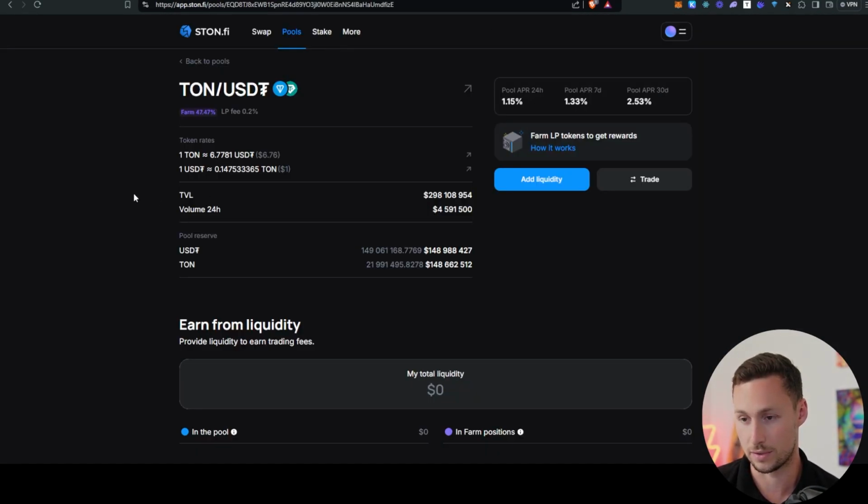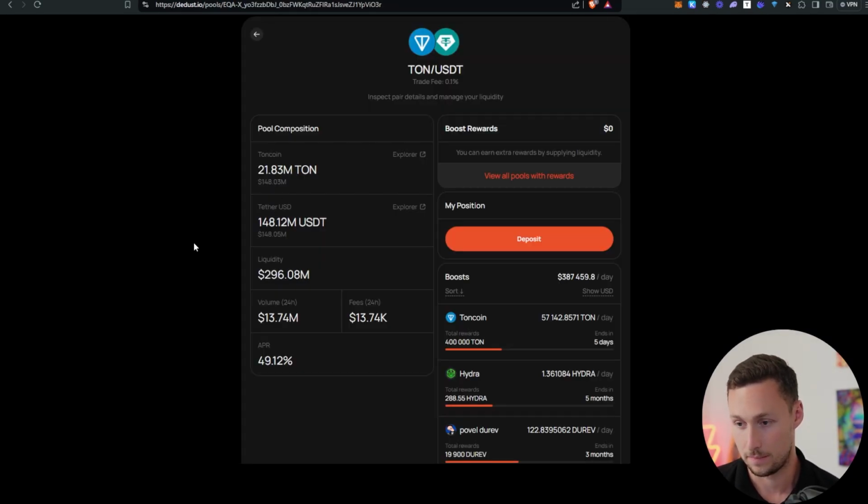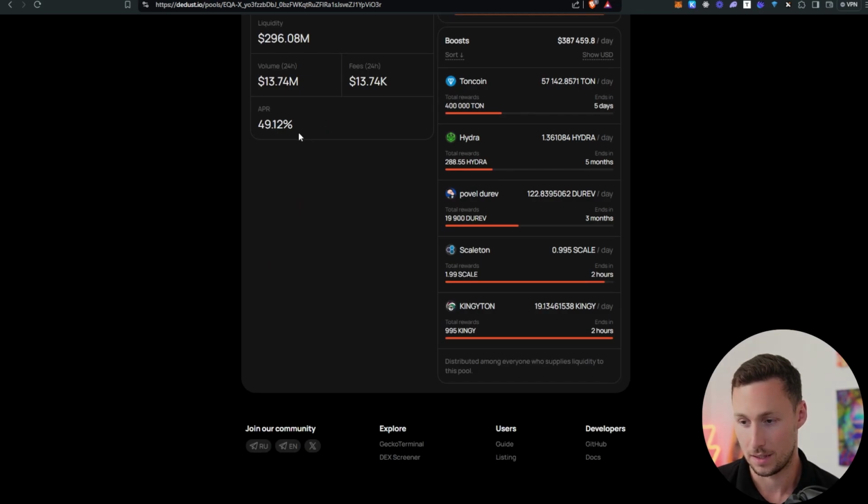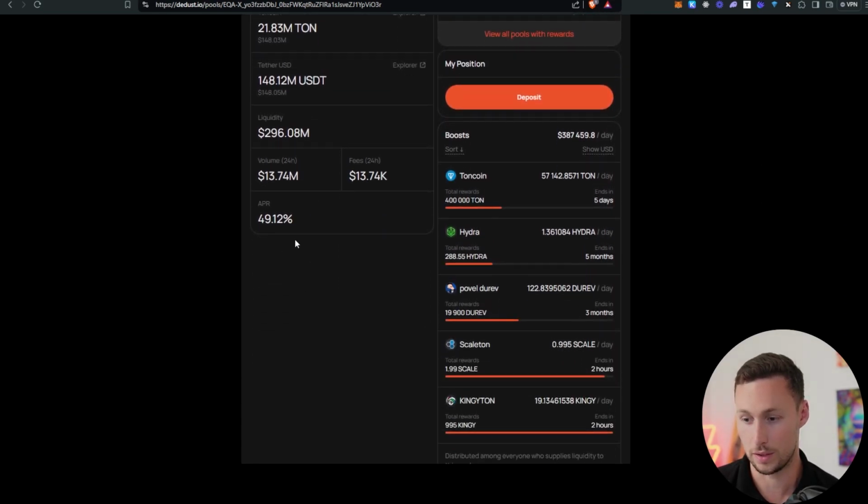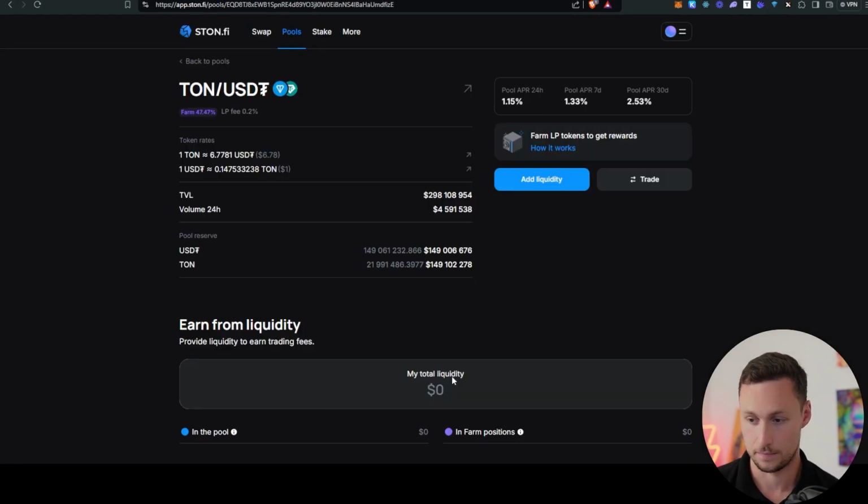So if you go over to STON.fi, for example, and you deposit into this TON USDT liquidity pool, you can see the yield on the pool itself is nothing crazy, right? It's like 2.5%. But the yield, if you then farm that, because they have these additional TON incentives, is 47%. Similarly on DeDust, the APR on this TON USDT pool is 49%. And so by holding TON with some of the volatility muted, because half of the pool is going to be USDT, you can actually earn nearly 50% yield. And I think that's a pretty good proposition.